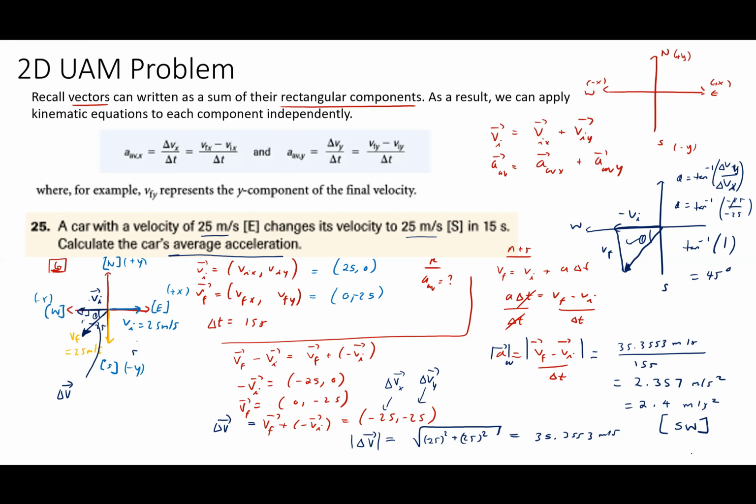Whenever it's south 45 degrees west or west 45 degrees south, or any direction that's 45 degrees to another direction, it's always the two directions together, right? Like north 45 degrees east is northeast, or east 45 degrees north is still northeast, okay? So this is basically our complete answer here. Your car's acceleration would be 2.4 meters per second squared southwest, okay?